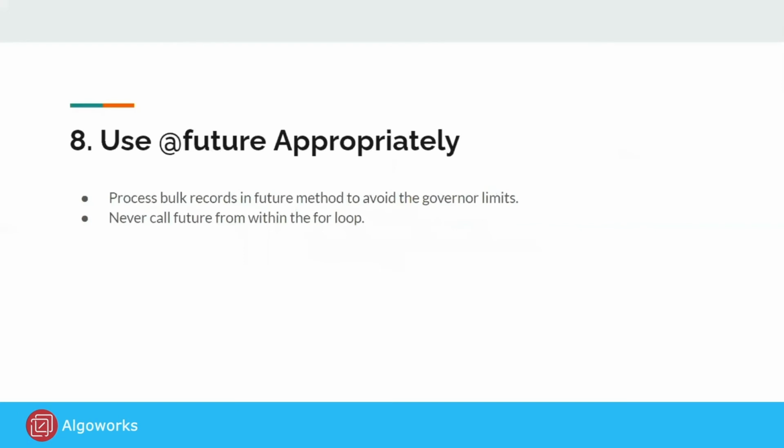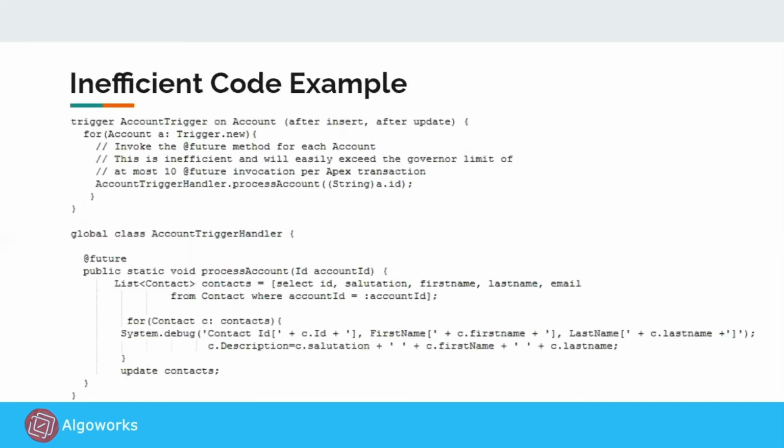The 8th point is use future methods appropriately. Salesforce allows limited calls to the future method as well. So that's one of the governor limits again. To avoid that governor limit, use the future method efficiently. So this is an example of inefficient code.